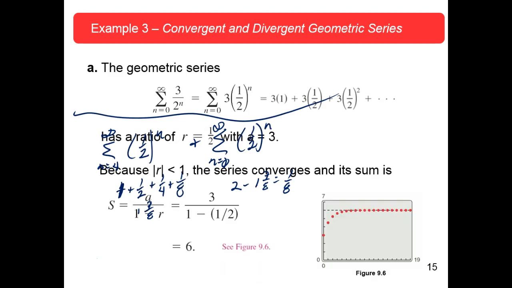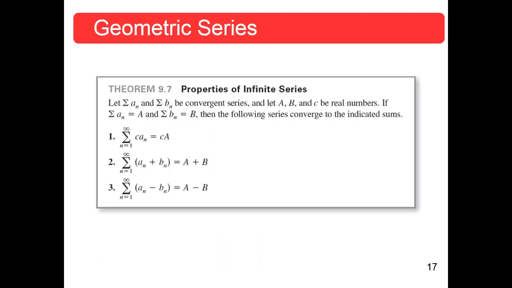That done, let's look at the properties of these infinite series. Goodness gracious, I'm running out of steam fast here. So, summation of a sub n, that's an infinite series, and summation of b sub n. Let's say both of these are convergent series. Let capital A, capital B, and little c be real numbers. If the summation of a sub n converges to capital A, and summation b sub n converges to capital B, those are real numbers, whatever they are, huge, small, whatever, then the following series also converge, and here are the sums.